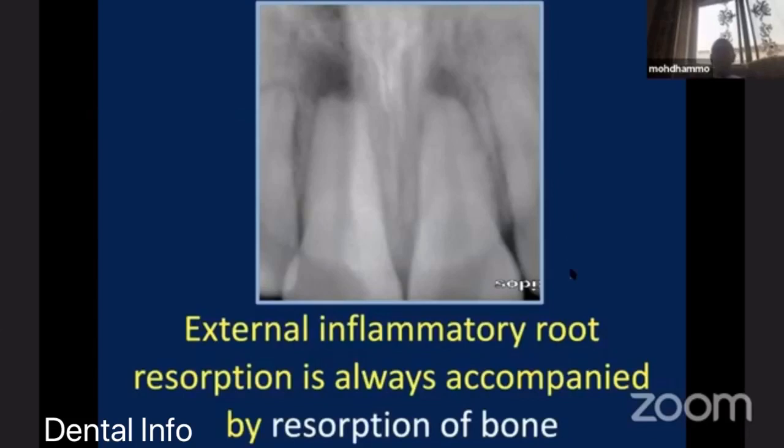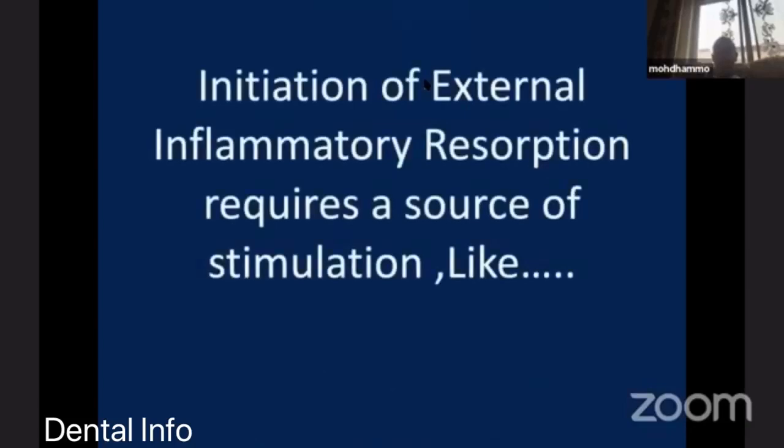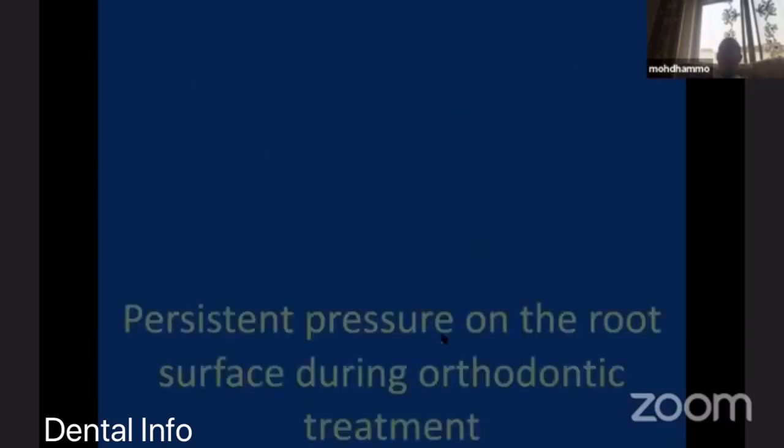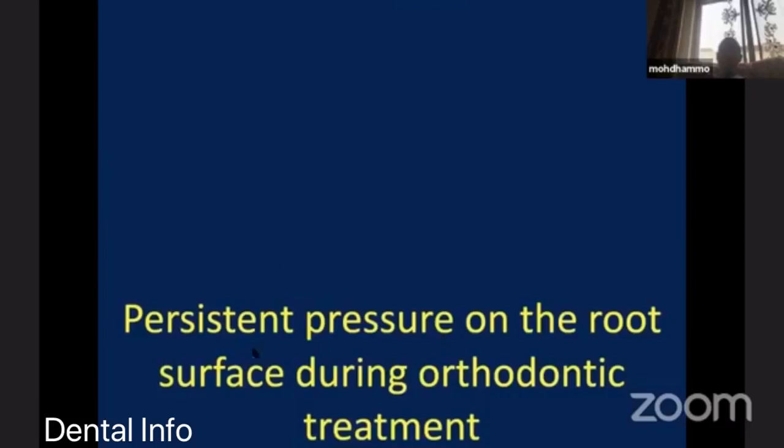External inflammatory resorption is always accompanied by resorption of bone. So when we have resorption of root, it is combined with resorption of bone. What are other causes of resorption? Initiation of external inflammatory resorption requires a source of stimulation like pressure. Persistent pressure on the root surface during orthodontic treatment. Unfortunately, sometimes the pressure during orthodontic treatment is extreme.